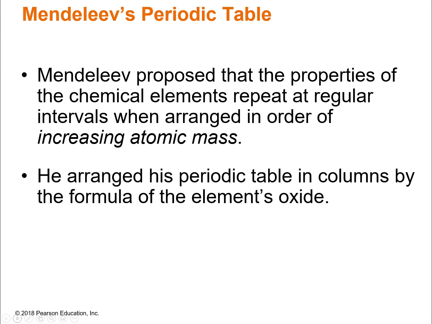We're picking up where Mendeleev said, hey, if we arrange all of the elements according to increasing atomic mass, then we see regular repeats in the properties of these elements. So his periodic table was arranged by the formula of the element's oxide. So if you combine an element with oxygen, what is the chemical formula for that? That's what he used to arrange his periodic table. I'm not going to show you what that looks like, but it is in the video.